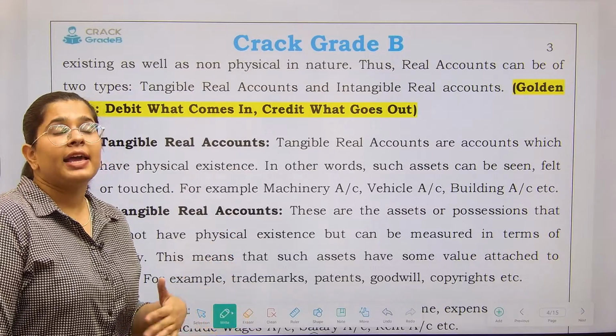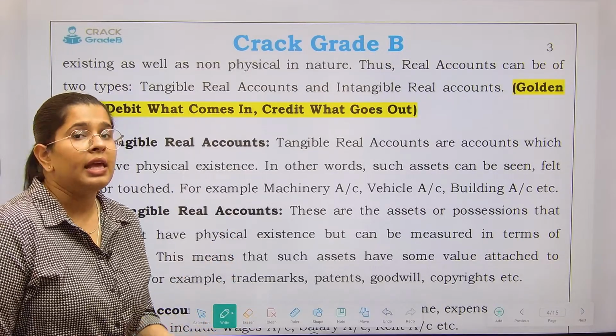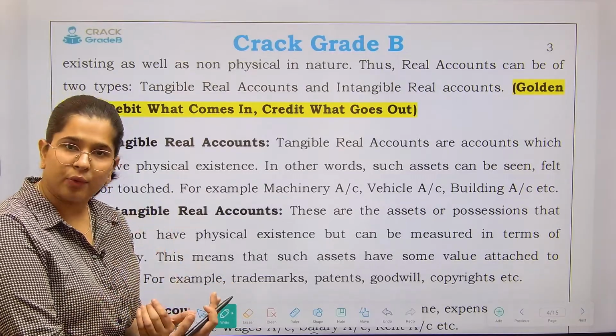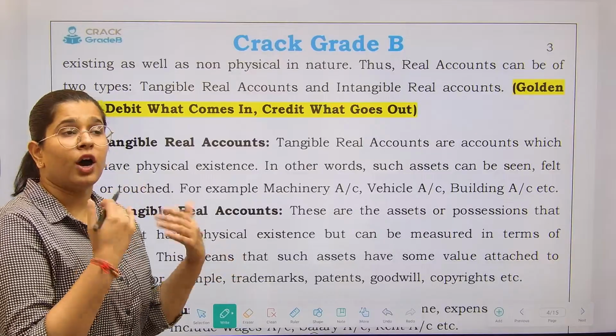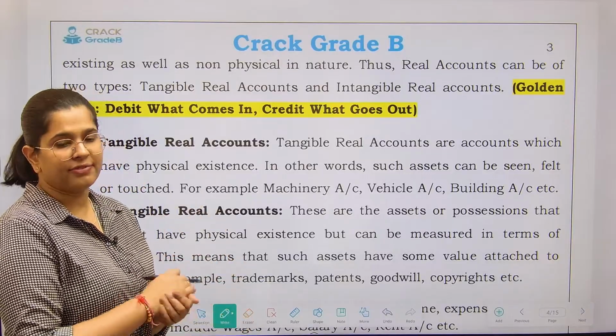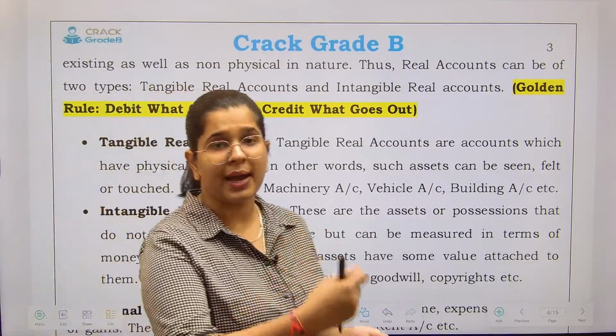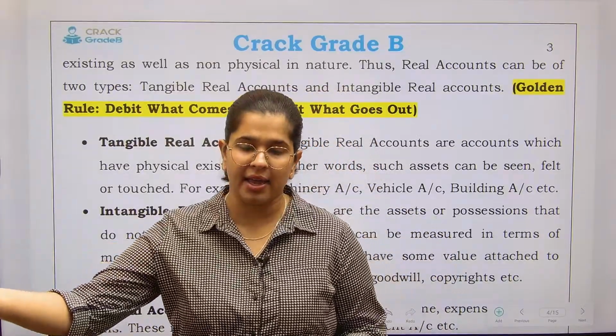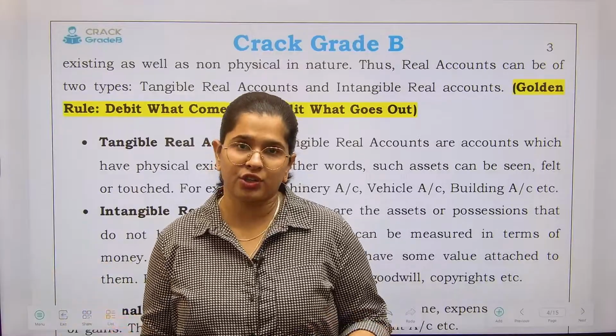For example, if I have purchased the machinery, machinery is coming to me, so I am going to debit the machinery account, right? Because of the purchase of machinery, 5 lakh rupees is going out of my pocket. 5 लाख रुपए कैश में मेरी जेब से बाहर जा रहे हैं. So I will credit the cash.